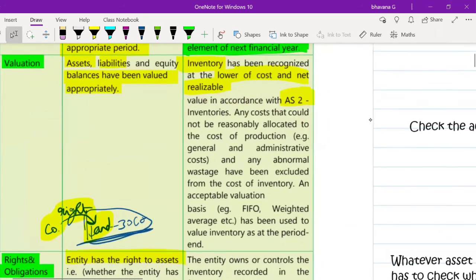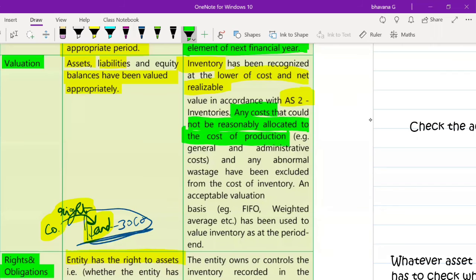Valuation. You guys tell me. Already I told you that you have to value the inventory correctly as per AS 2, cost or NRV, whichever is lower. They have told us a few other things also. We'll read through that also. Any cost that could not be reasonably allocated to the cost of production, for example general and administrative cost, and any other abnormal wastage, has been excluded from the cost of inventory. If you had read this in costing, you would have known. Relating to that inventory alone, you must put the cost there. If there is some kind of abnormal wastage, you must reduce that amount. Only the normal loss amount you must include.